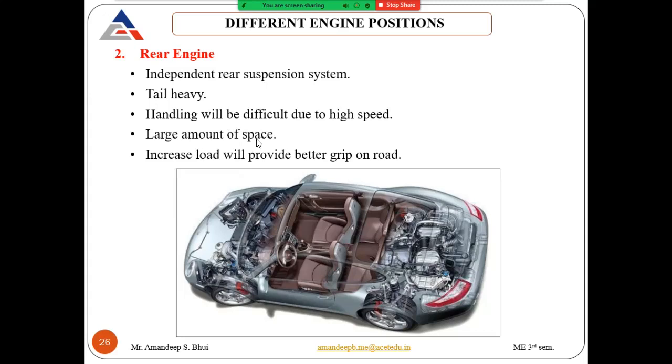A large amount of space is taken up by this rear engine, and less boot space is left for the passengers. Increased load will provide better grip on the road. The more people inside, the more weight falls on the rear, the traction of the wheels will be more, and it will provide a better grip on the road. So this is another type of configuration. In this configuration also there are two types: rear engine rear wheel drive and rear engine front wheel drive are available.